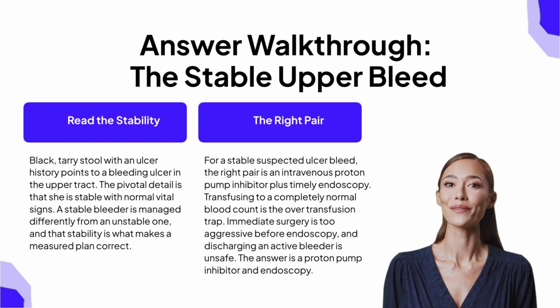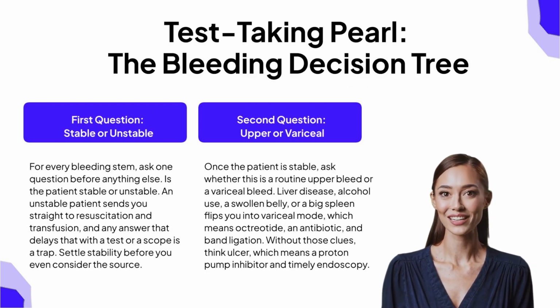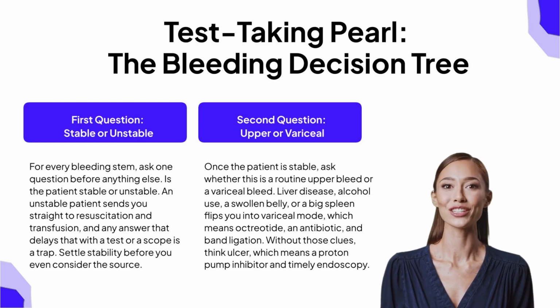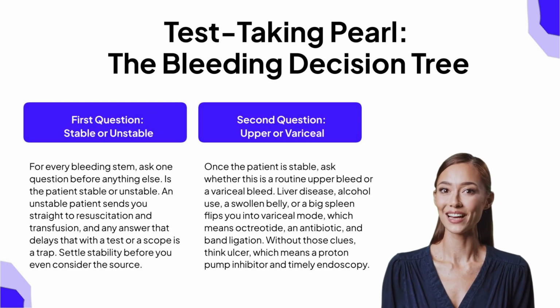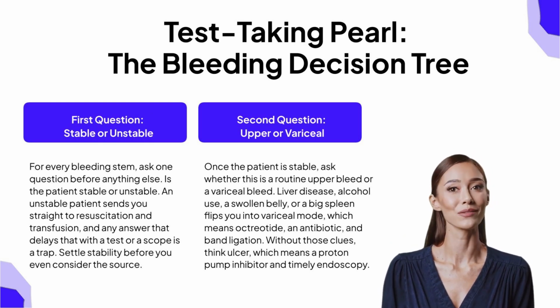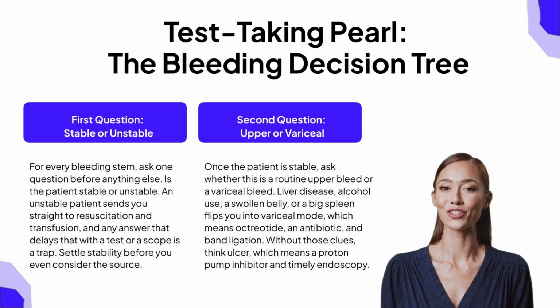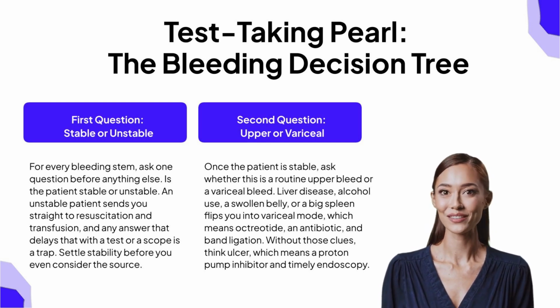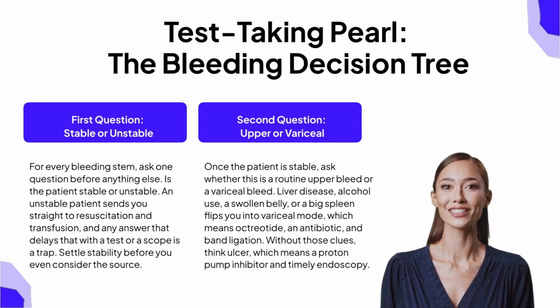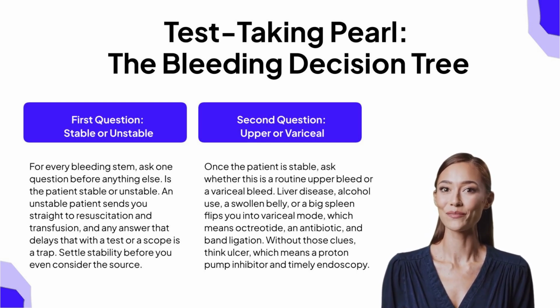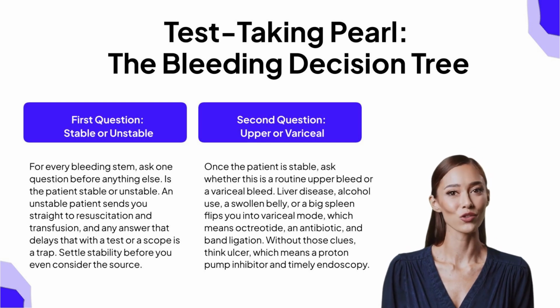Treat, then look. Here is a test-taking pearl that ties everything together into a simple decision tree you can run on every bleeding question. For each bleeding stem, ask 2 questions in order. First question, is the patient stable or unstable? Check those vital signs immediately. If the patient is unstable, you go straight to resuscitation and transfusion, and any answer choice that delays that with a diagnostic test or an early scope is a trap. Settle stability before you even think about the source.